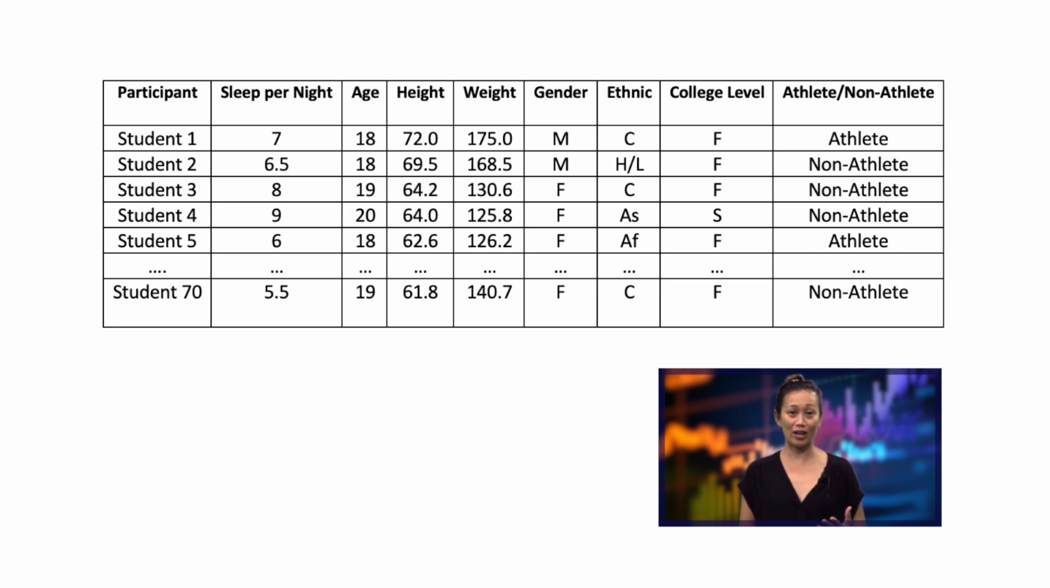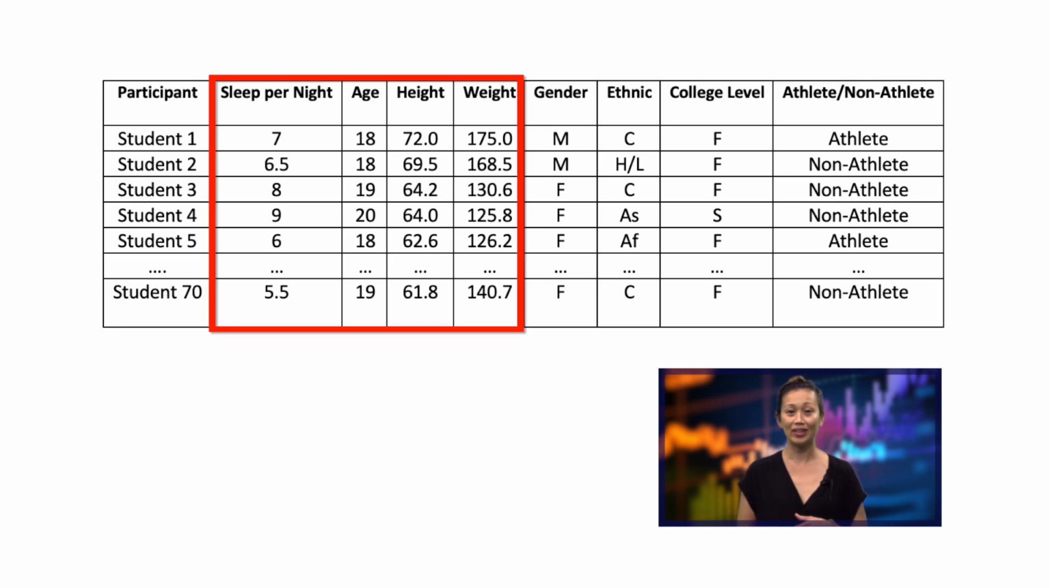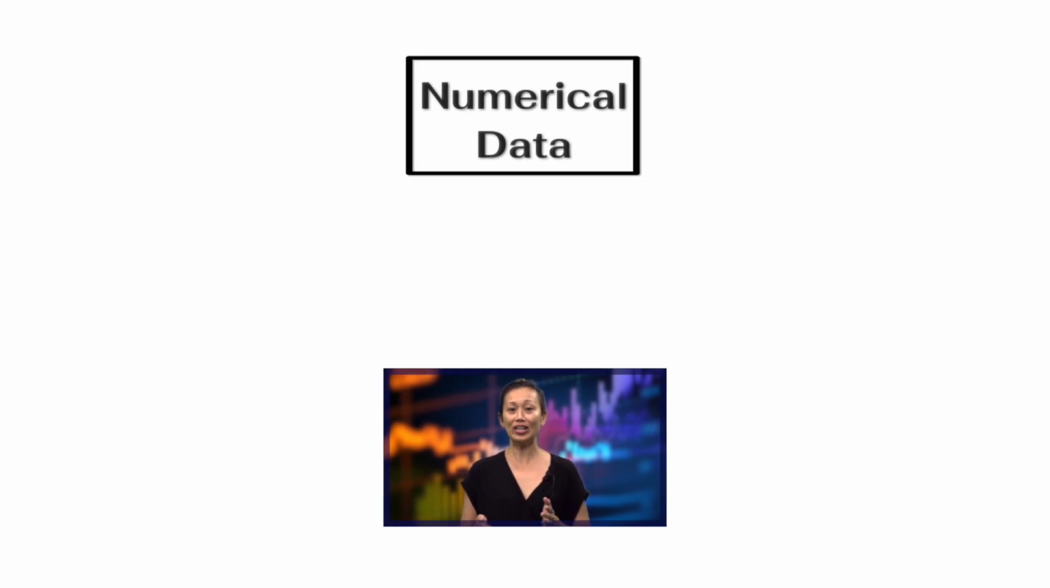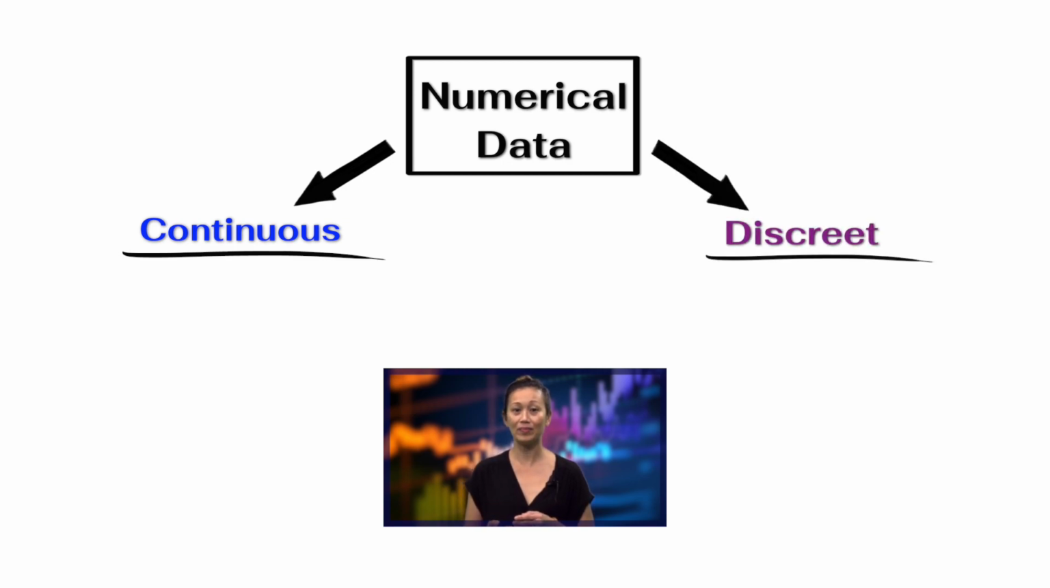Numerical data describes a characteristic that is a number. From the table, we can see that variables such as gender, ethnic, college level, and whether a student is an athlete or non-athlete are all categorical data. And variables such as sleep per night, age, height, and weight are considered numerical data. When we're looking at numerical data, there are two types of numerical data. We can break it down into continuous numerical data and discrete numerical data.